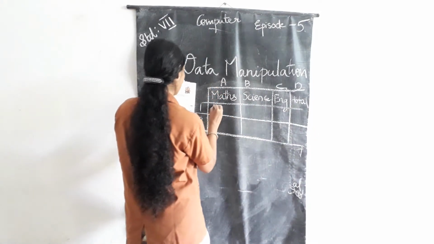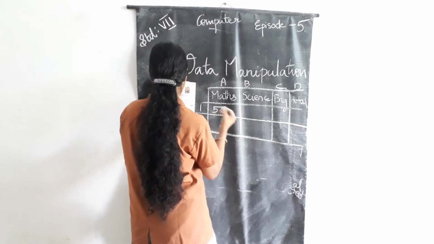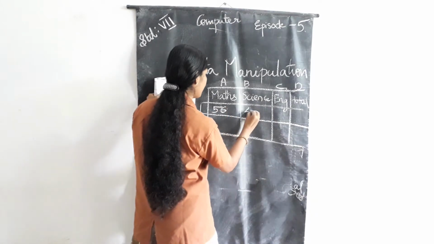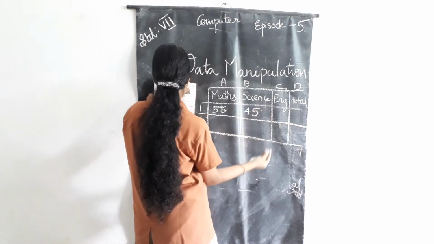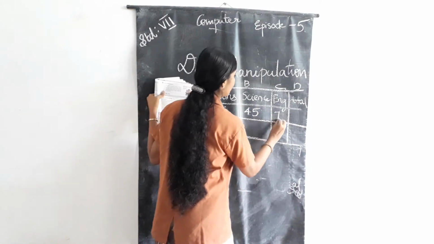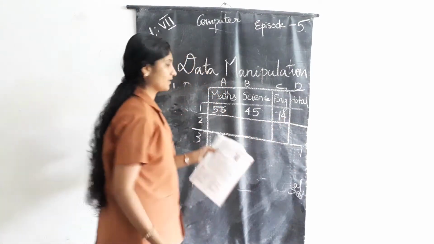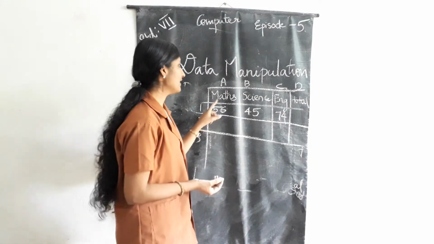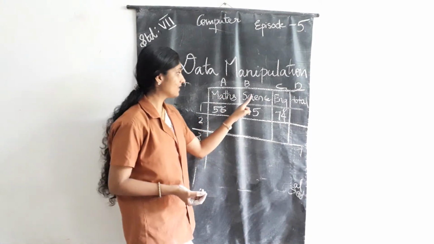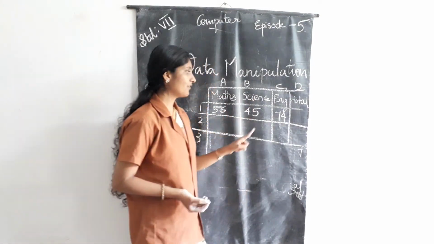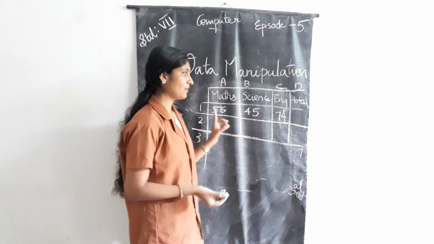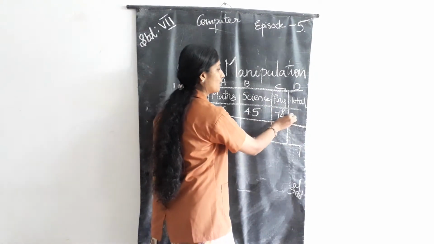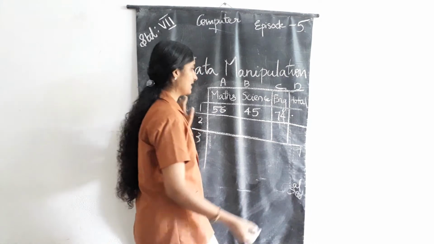Maths 56 mark, Science 45 mark, and English 74 mark. Okay, so here from the table, Maths 56 mark, Science 45 mark, English 75 mark. Then how to find the total here using function?